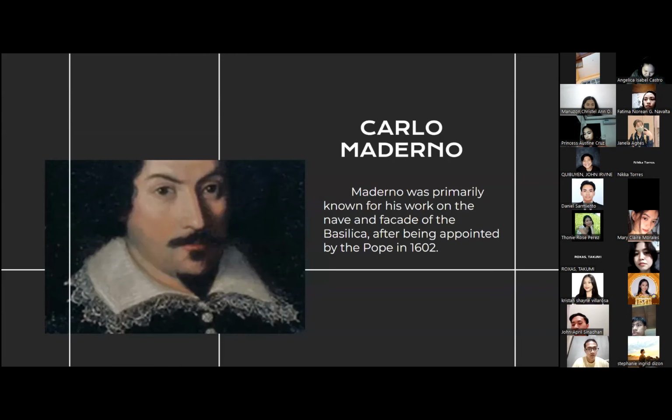Next po is Carlo Maderno. Maderno was primarily known for his work on the nave and facade of the basilica after being appointed by the Pope in 1602. Yung major Roman commission niya po ay yung facade of Santa Susanna na nag-lead po sa kanya para po maging chief architect po ng St. Peter's. He pulled down po yung remaining parts of Old St. Peter's and transformed Michelangelo's centralized Greek cross design into a Latin cross with a longitudinal nave.